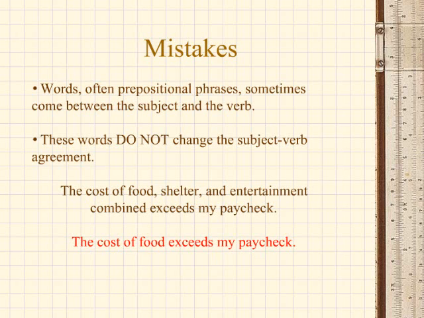Although the subject, cost, is singular, and the verb exceeds is also singular, there are some extra words between the subject and the verb: food, shelter, and entertainment. Your textbook recommends that you cross out, either mentally or on paper, any words in between the subject and verb. If we did this, we'd have, the cost exceeds my paycheck. This makes sense. But if we had somehow gotten lost in the agreement of subject and verb, we might have instead said, the cost exceed my paycheck. This is a singular noun, but a plural verb, which doesn't work. Check out your textbook for some additional examples.